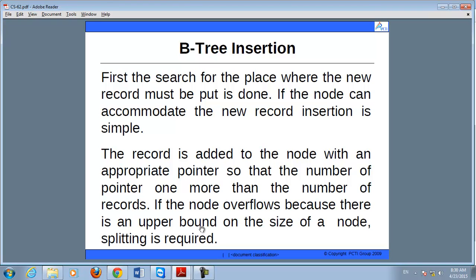Now, if you want to insert a value in a B tree, delete a value in a B tree, or update a value in a B tree, then firstly the search for the place will be performed where you want to insert or from where you want to delete a value. If the node can accommodate the new record insertion, then it is simple. The record is added to the node with the appropriate pointer so that the number of pointers is one more than the number of records.